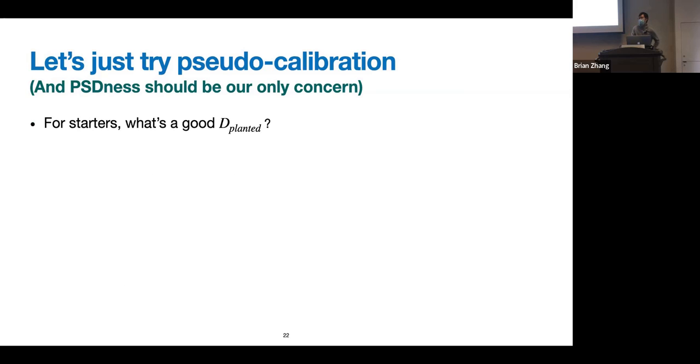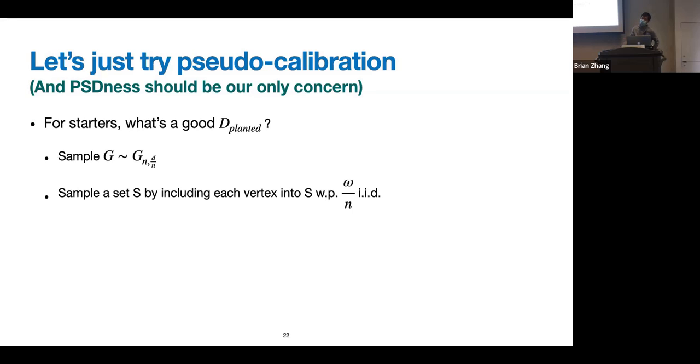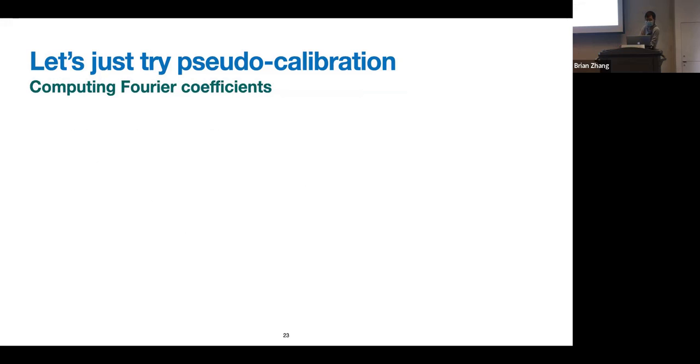But for starters, what's a good planted distribution in our case? Any guess? We can, of course, sample a graph from G(n, d/n). And we wanted to have a large independent set of size omega. So we can just sample a set S by including each vertex into the set with probability omega over n, IID. And then we make an independent set. So this would be a good planted distribution, right?